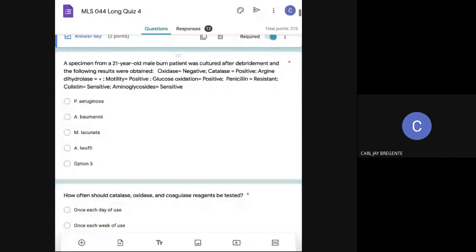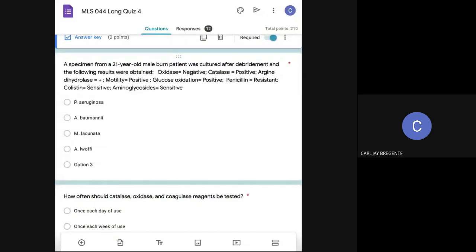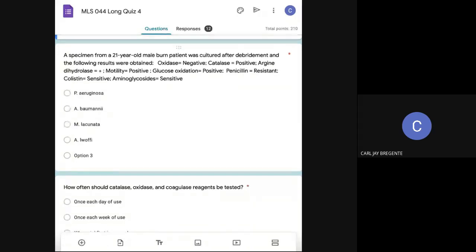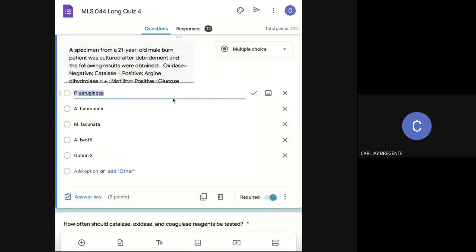Second question. A specimen from a 21-year-old male burn patient was cultured after debridement and the following results were obtained: oxidase negative, catalase positive, arginine hydrolase positive, glucose oxidation positive, penicillin resistant, colistin sensitive, aminoglycoside sensitive. The correct answer for this one is Pseudomonas aeruginosa.